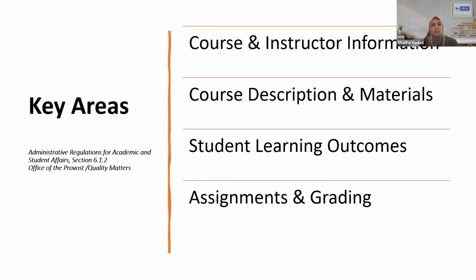In this workshop, I'm going to focus on four key areas from the checklist: course and instructor information, course description and materials, student learning outcomes, and assignments and grading. You might be wondering why we are focusing on these areas in particular. The reason is that these are the points where the syllabus checklist and the Quality Matters standards overlap the most. If you are not familiar with Quality Matters, it's a nationally recognized set of standards that our university uses to help design clear, organized, and student-friendly online courses. For the rest of the required and optional elements, you will find them in the checklist, and we encourage you to use it as a tool for reviewing and refining your syllabus as you go.